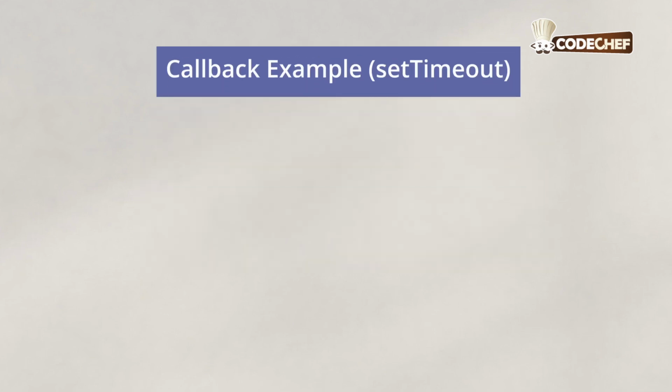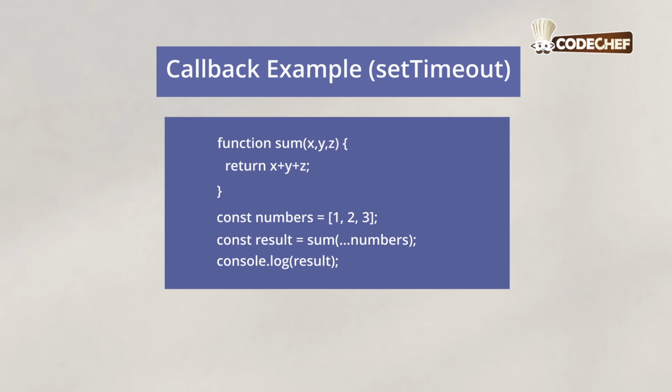Now let us look at how we can use spread in function calls. Here, the function expects individual arguments. Spread takes the array and passes each value separately. So this behaves like calling sum 1, 2 and 3. So this avoids manually accessing array indexes.